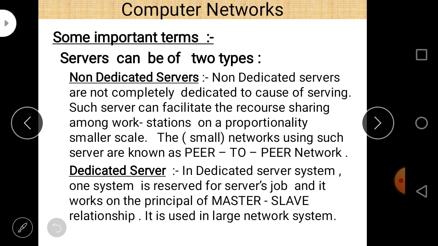So there are two different types of server: non-dedicated and dedicated. Dedicated server works on the principle of master-slave relationship, while non-dedicated server works as resource sharing among different workstations or nodes. So these are the two different types of servers. And one important thing regarding non-dedicated server is that it is basically applied in peer-to-peer network.